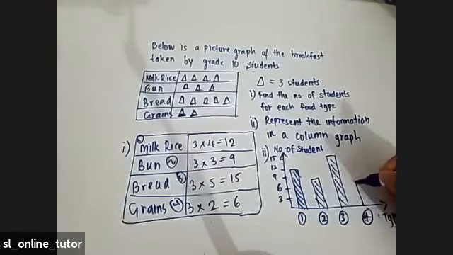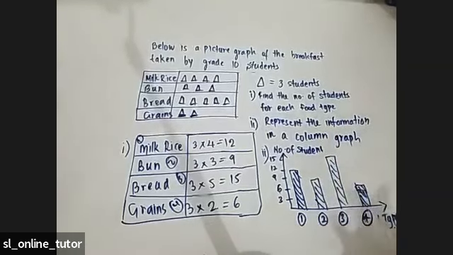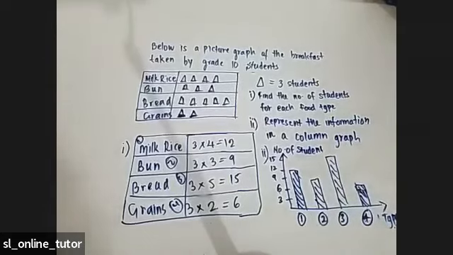Grains 6 up to this level. Now can you understand? Is this clear? Did everyone get this one? Yes. Okay. Then we'll go to the next part.